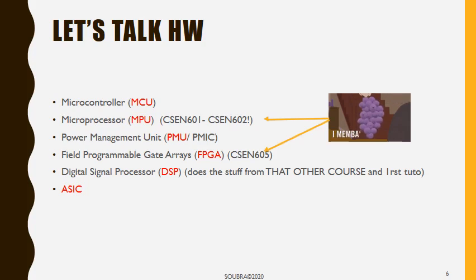So we said that this is one advantage of the microcontroller over the microprocessor. Now my question is, what is normally a disadvantage of microcontrollers versus microprocessors?